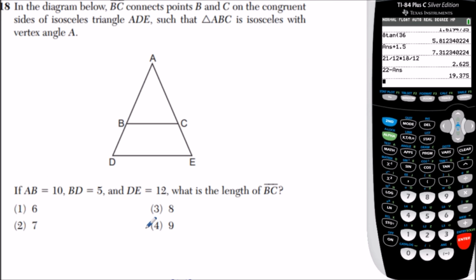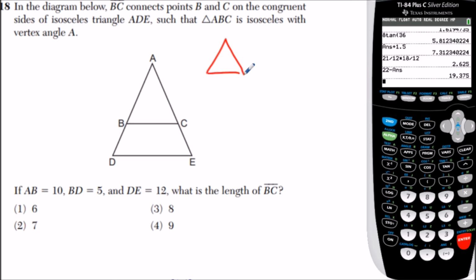All right, for this question here, we have triangle ADE, and B and C are connected on the congruent sides. This is an isosceles triangle ADE, so AD and AE are equal. And it's connected in such a way that this triangle is also isosceles. So we have AB is equal to AC, and we have AD is equal to AE based on the given information here.